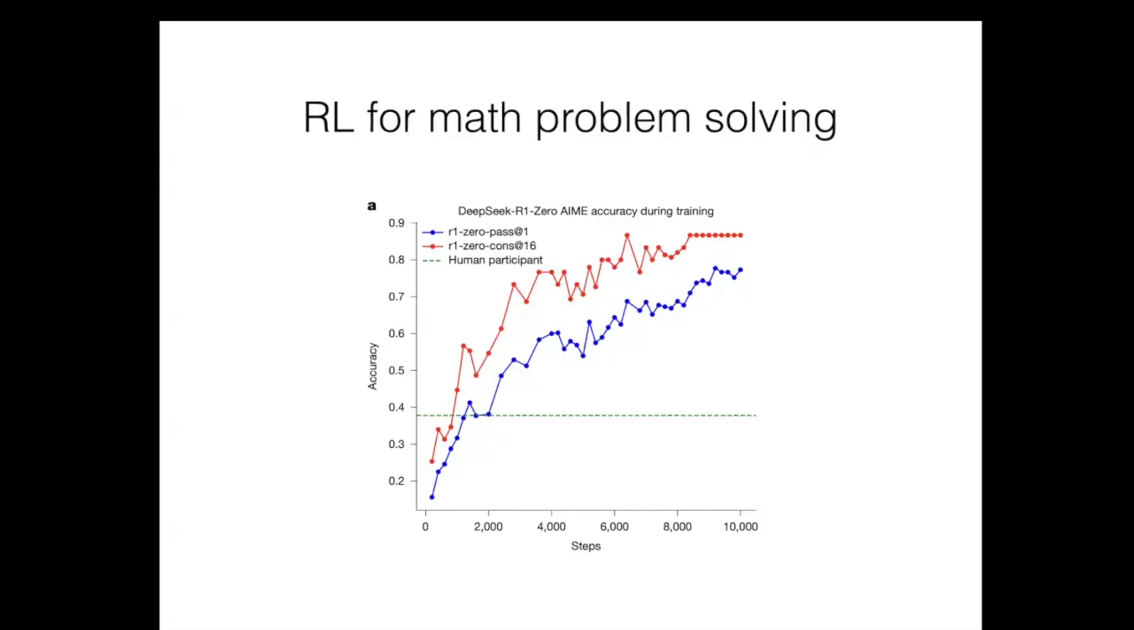Why are there two different lines? We'll return to this in the very last lecture of the class. This is just using two different inference strategies. So the red line is saying, at test time, we're going to generate 16 outputs and then take the answer that occurs the most often.